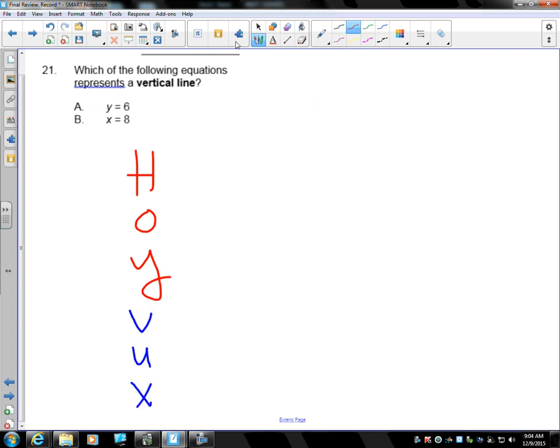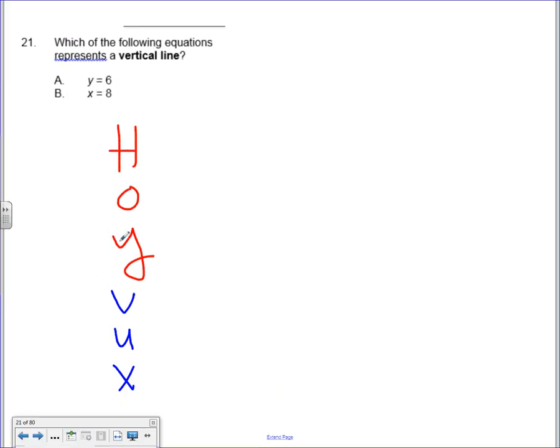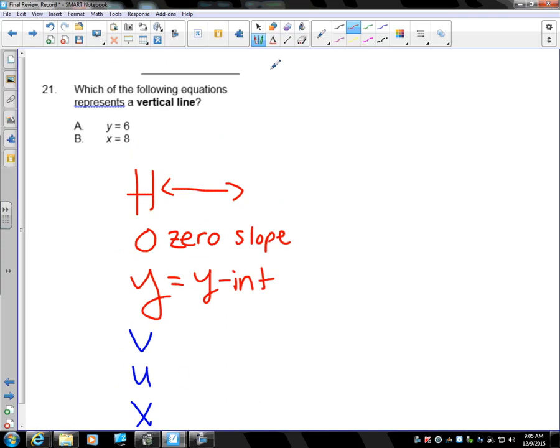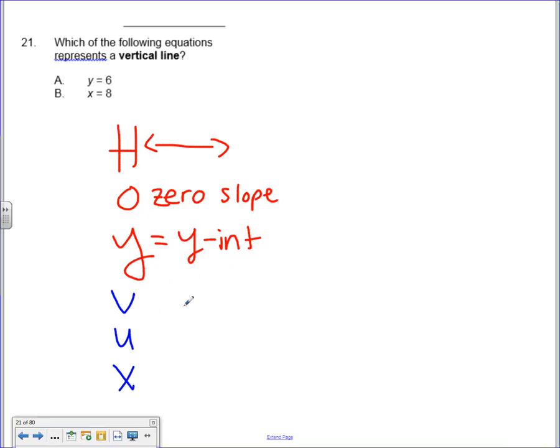And what that stands for is, for HOY, the H stands for horizontal line. The O stands for zero slope, because an O looks like a 0. So a horizontal line has a 0 slope. And the equation for a horizontal line is going to be y equals the y-intercept. Now for the VUX part, we have a vertical line, and the U stands for an undefined slope. And then the X stands for the equation of a vertical line is x equals the x-intercept.